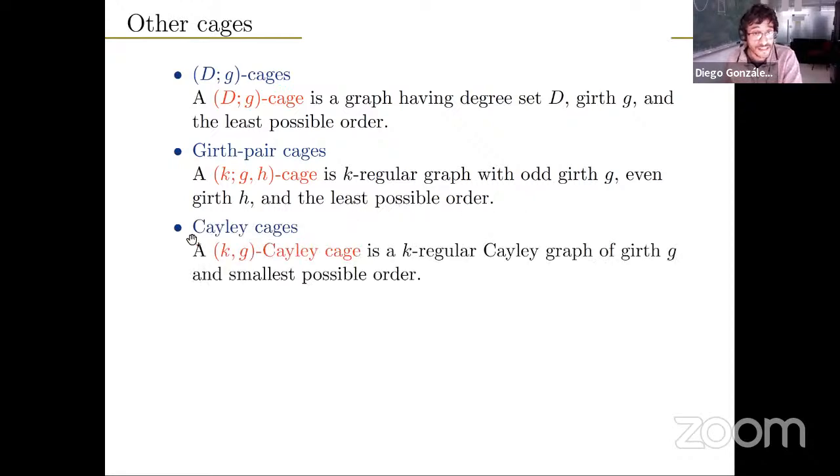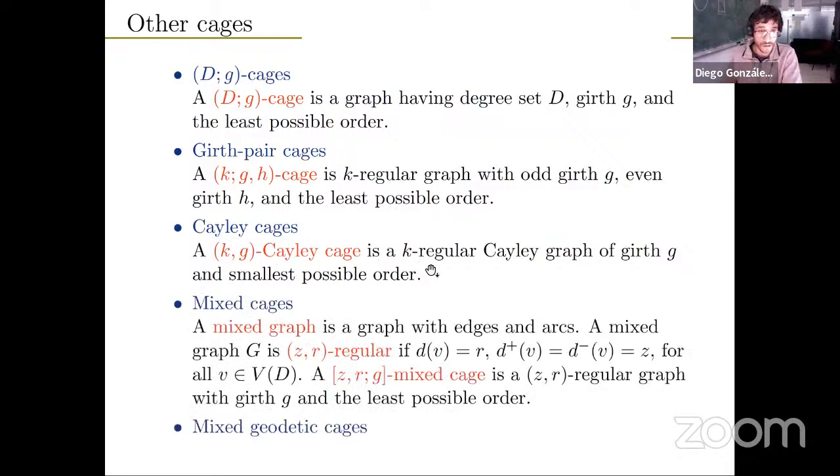Another family of cages are Cayley cages that are KG graphs, that is K-regular graphs with girth G, but they also need to be Cayley graphs and also have the smallest possible order.